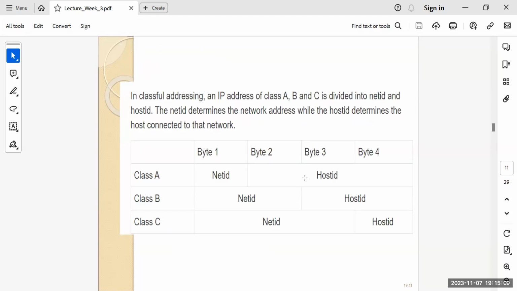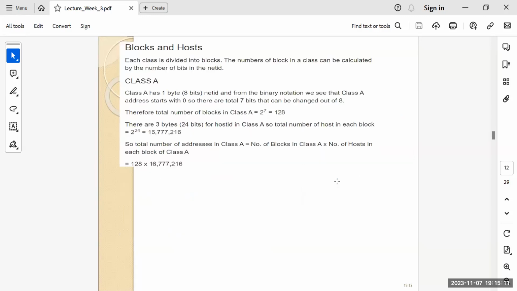Okay. So how many bits for the host ID? There are 3 bytes, or 24 bits, for the host ID in class A, right? So the total number of hosts in each block is 2 power 24. That is this bigger number. So 24 bits for the number of hosts. So there are how many blocks? There are 128 blocks. And for the host ID, we had 24 bits, which means 2 power 24 for the corresponding number of hosts.